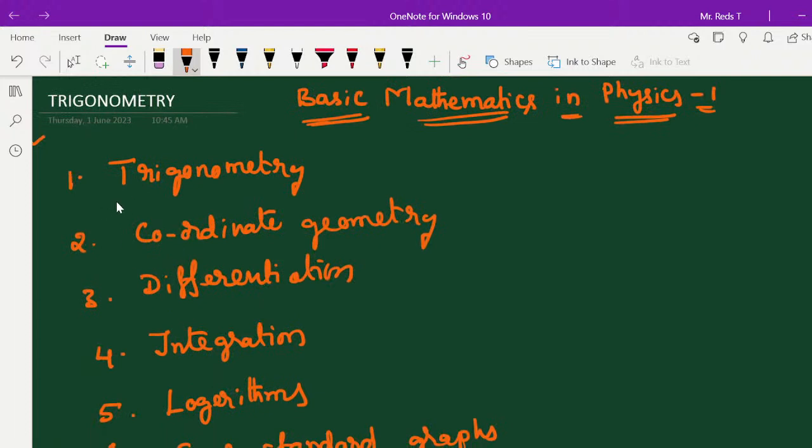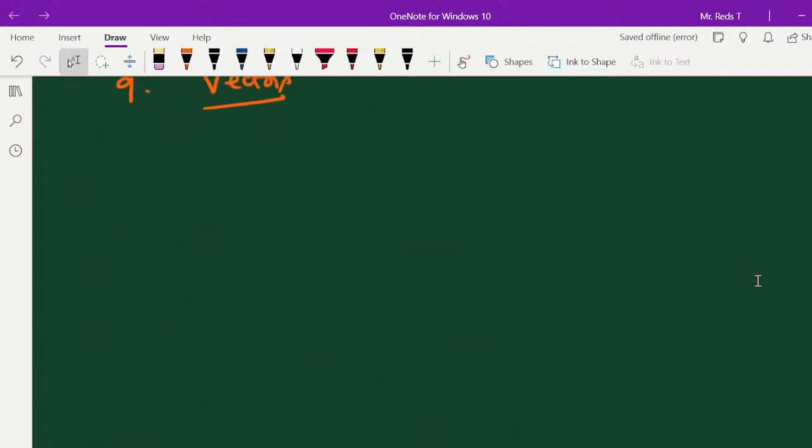Now in this particular session we focus on trigonometry, the first one. In basic mathematics in physics 1 session we focus on trigonometry. So what points in trigonometry do we need to remember while doing physics? Let us try to look at them. Write down these points briefly.